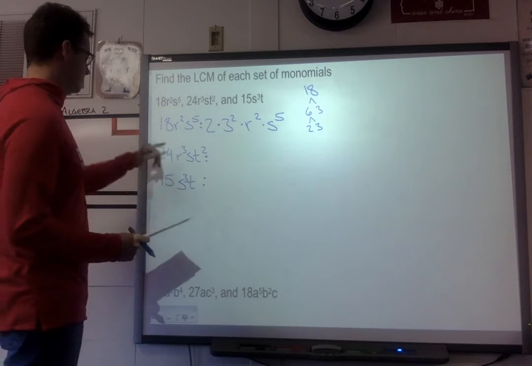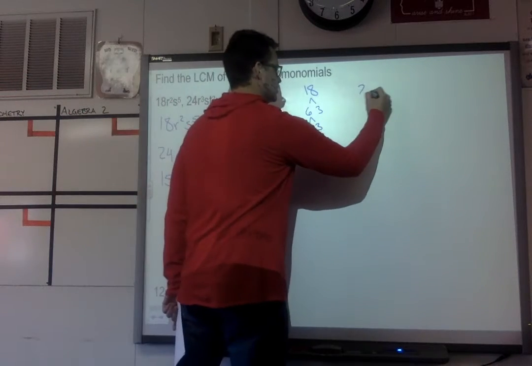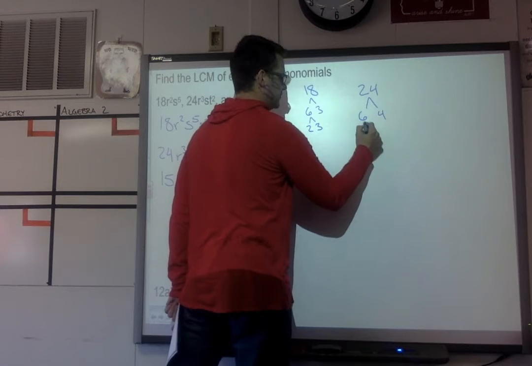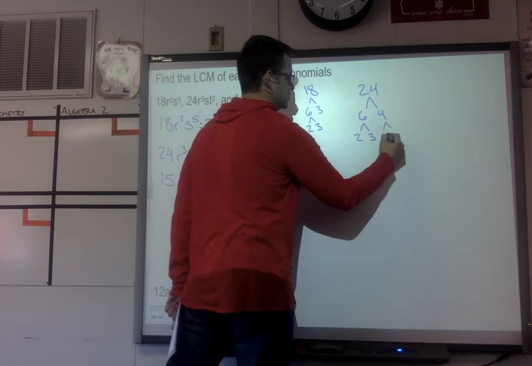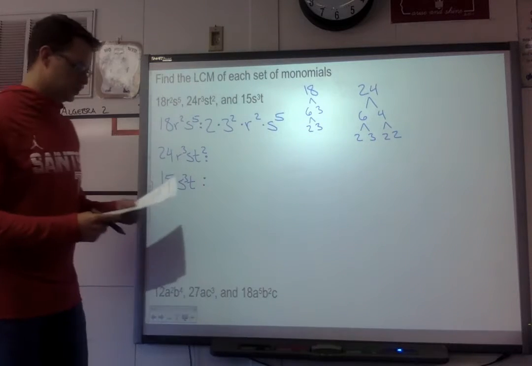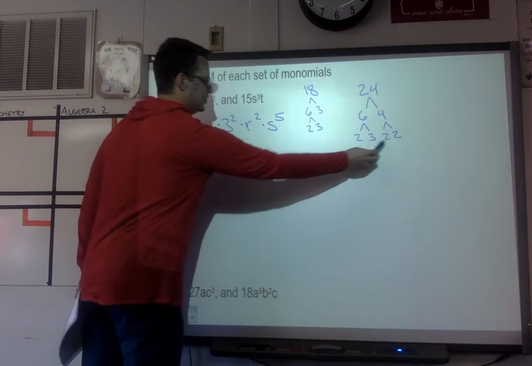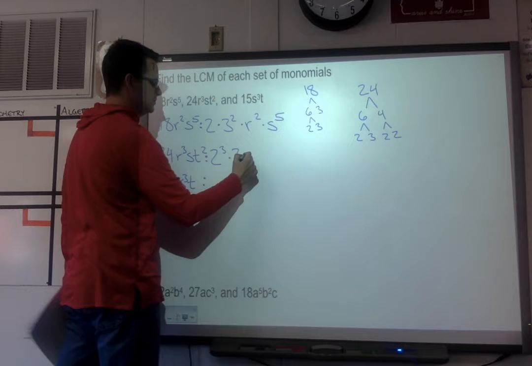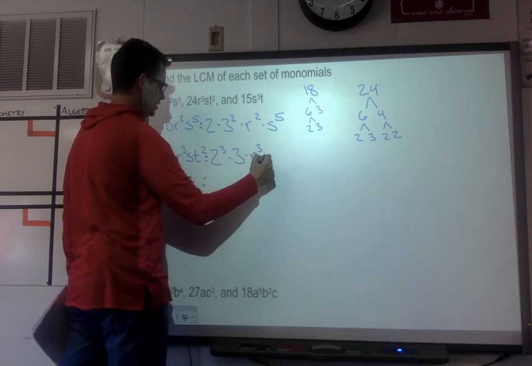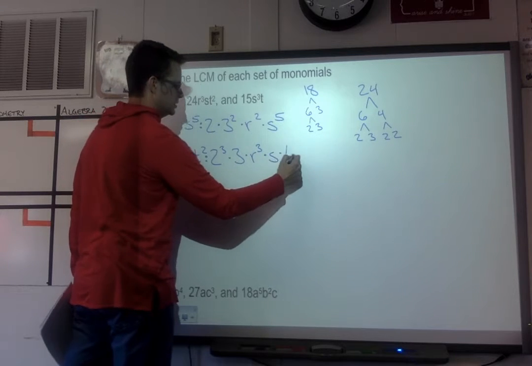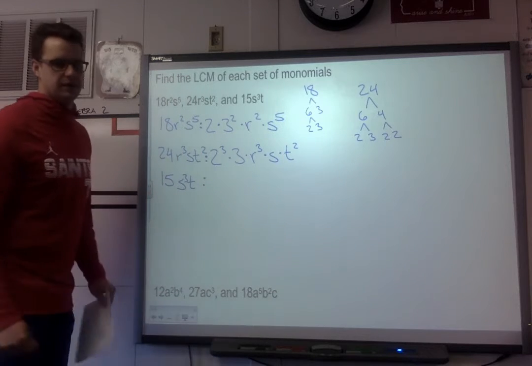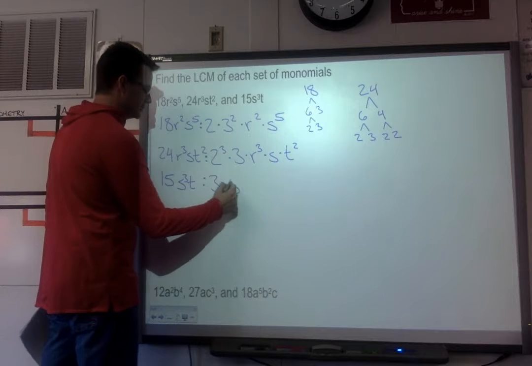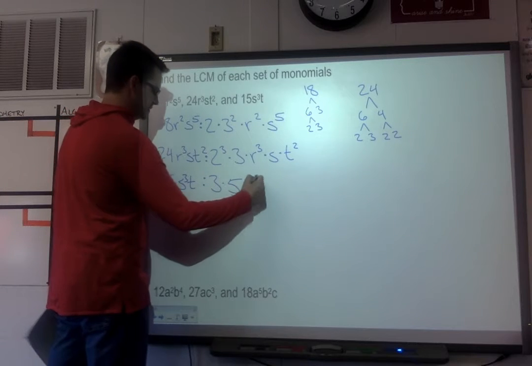So 18 r squared s to the 5th becomes 2 times 3 squared times r squared times s to the 5th. Then for 24, again, we can do a factor tree here. Let's go 6 times 4. 6 becomes 2 times 3. 4 becomes 2 times 2. So since we have 3 2's here, this would become 2 cubed times 3 times r cubed times s times t squared. Then 15 is 3 times 5 times s cubed times t.